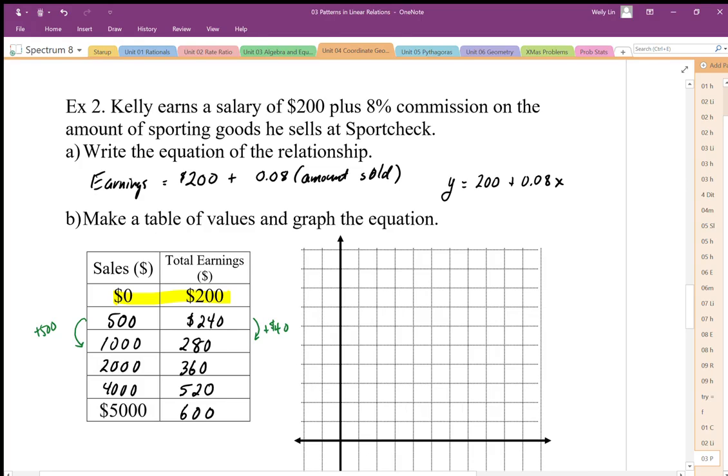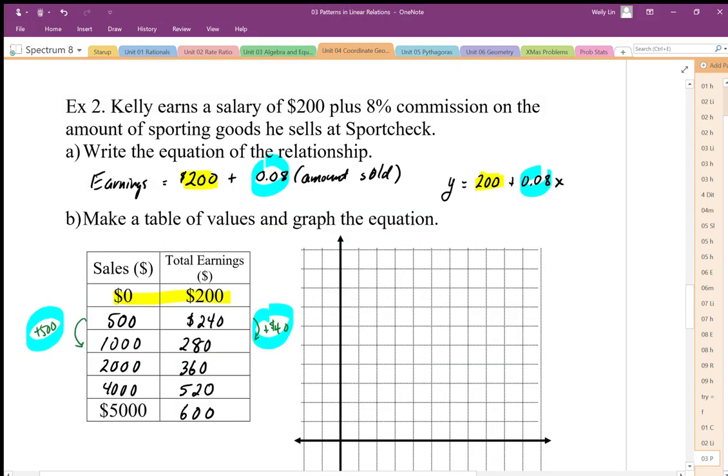How does that connect to the parts in the equation? Well, we know that there's my starting amount. Now the way I increase is by using that 8%. So that 8% then should represent the increase, the rate of increase.